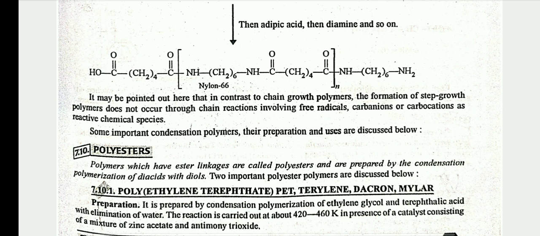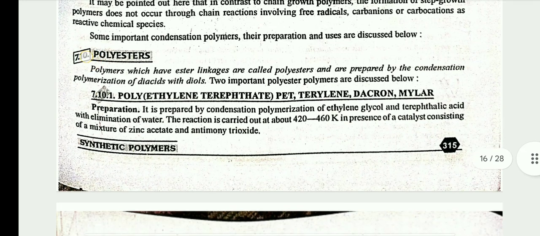Polyesters. Polymers which have ester linkage are called polyesters and are prepared by condensation polymerization of diacids with diols. Two important polyester polymers are discussed below. Polyethylene terephthalate, Dacron or Terylene. Preparation: it is prepared by condensation polymerization of ethylene glycol and terephthalic acid with elimination of water.